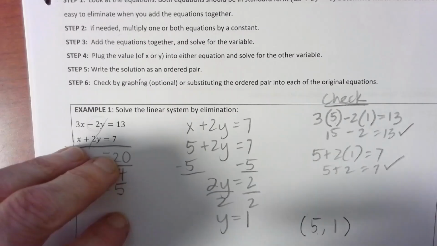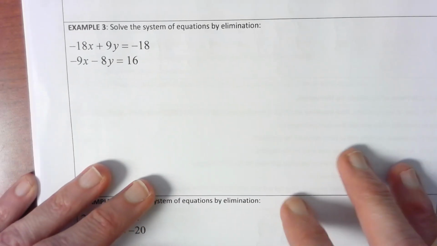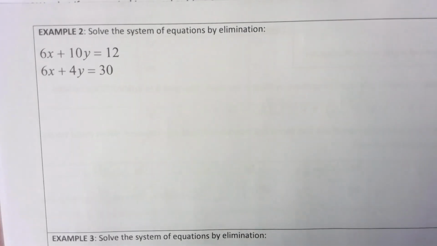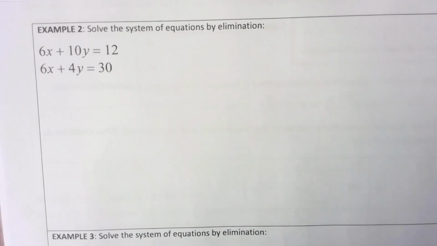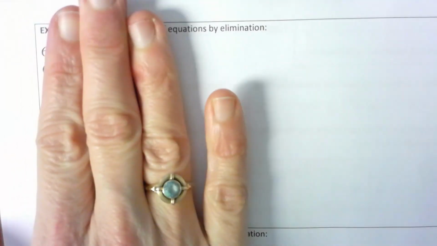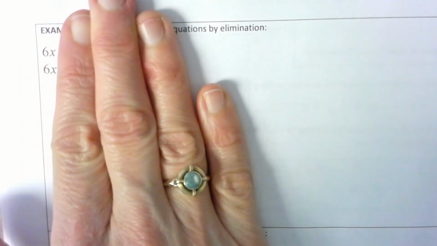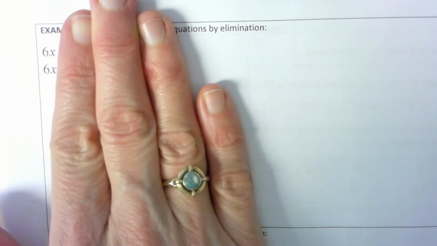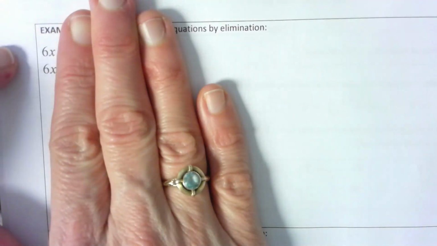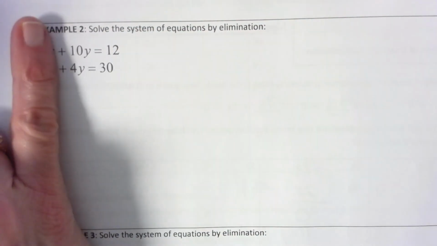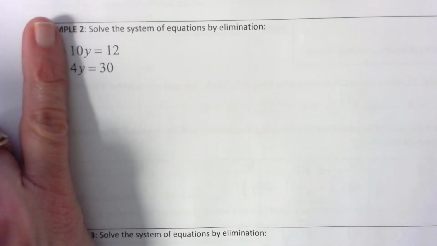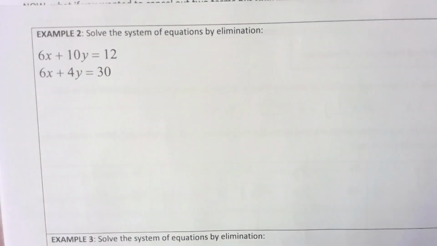Let's try another one. All right, so first I'm doing an inspection, kind of like identifying the naked variable in the substitution method. I'm looking to see what would be easy to eliminate. If I look at the x's, this is looking pretty good right now because in order to eliminate the x's, all I would have to do is multiply one of them by -1. So I get -6x and 6x. Over here, that's a lot more work to eliminate the y's. So let's eliminate the x's.